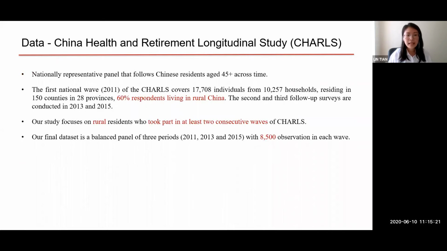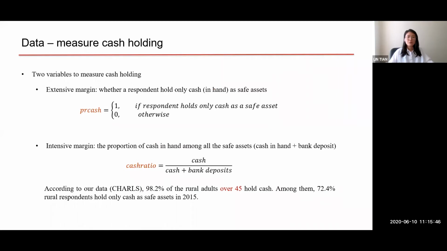And our data comes from 3 waves of the China Health and Retirement Longitudinal Study, and it focuses on people aged over 45. And in our study, we focus on the rural respondents, which count for around 60% of the CHARLS data. So we constructed 2 variables for cash holding. The first one is a dummy variable, which equals 1 if the respondent holds only cash as safe asset and 0 otherwise. And we also have another variable, which is a fraction. It is calculated by cash, the amount of cash over cash plus bank deposit. So that's the proportion of cash held in safe assets.